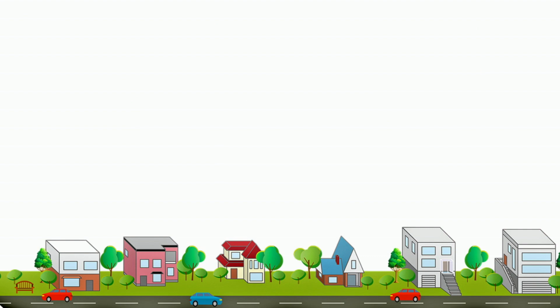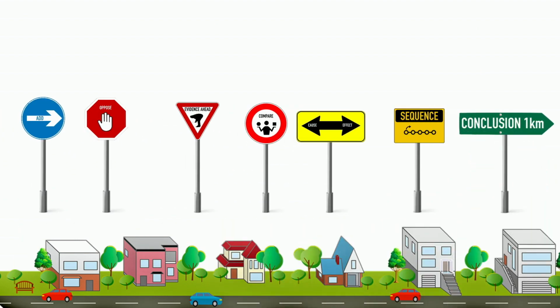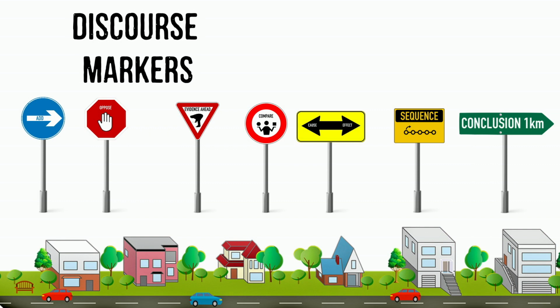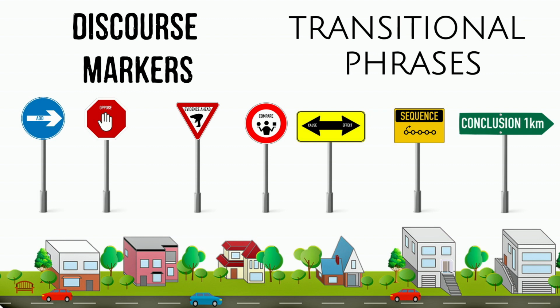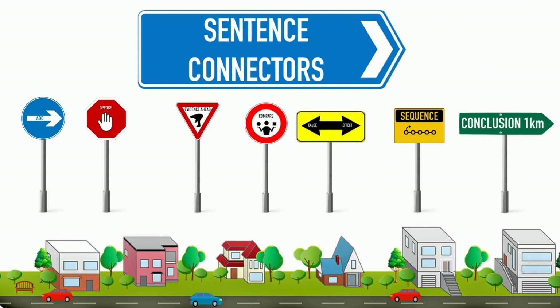So how do we ensure a smooth, coherent journey for our readers? The key lies in providing signposts. These are words or phrases that indicate the direction the new sentence is going to take them. Some people refer to these signposts as discourse markers or transitional phrases. But for simplicity, let's call them sentence connectors.